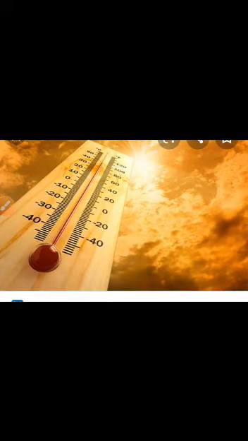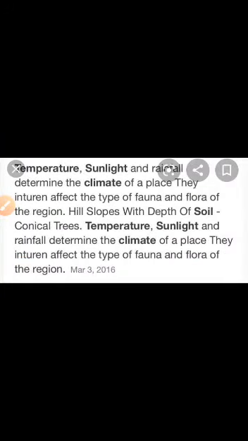Third is temperature, fourth is sunlight, and fifth is rainfall. These three determine the climate of a place. They in turn affect the type of flora and fauna of the region.